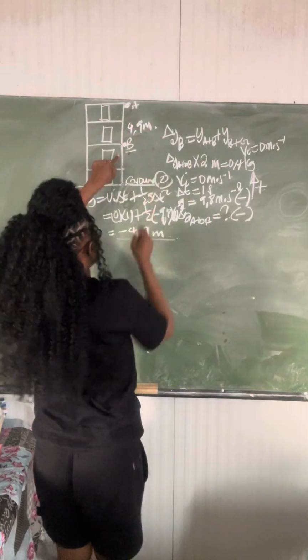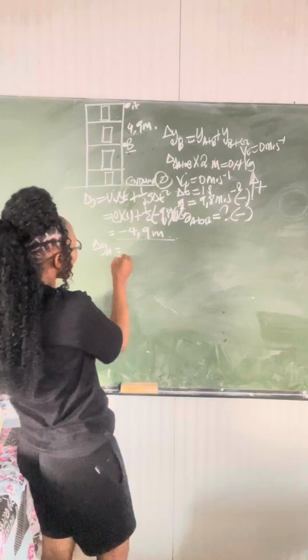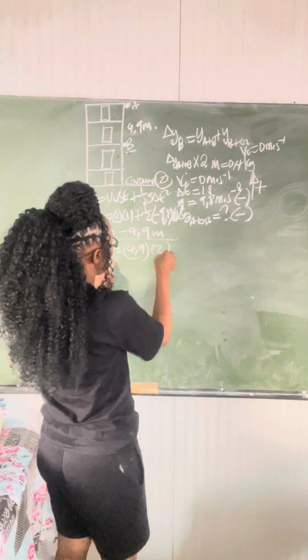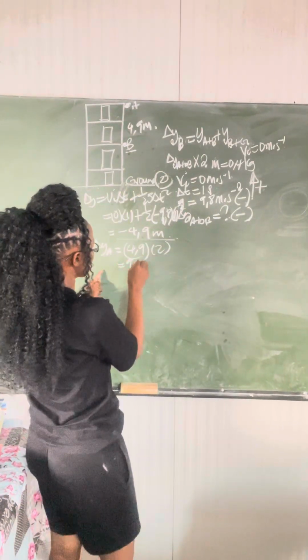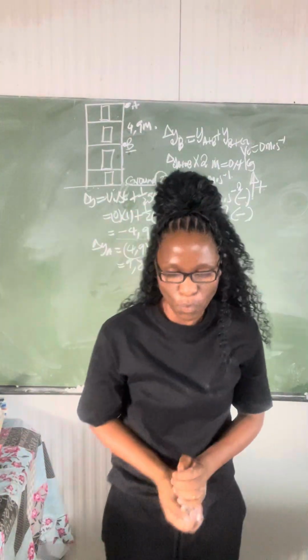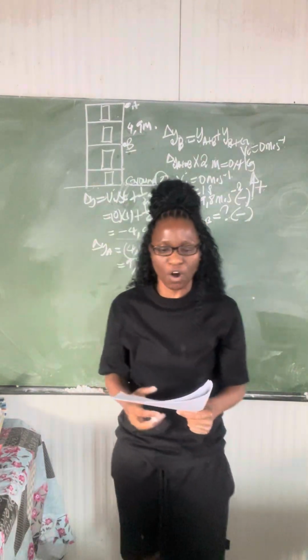4,9 meters. So now, of course, to find the height of A above the ground, we'll be saying 4,9 multiplied by 2, which will give us what? 9,8 what? 9,8 meters. So we're done with question number 2. Let's continue to attempt question number 3.